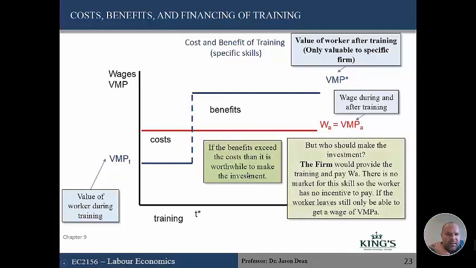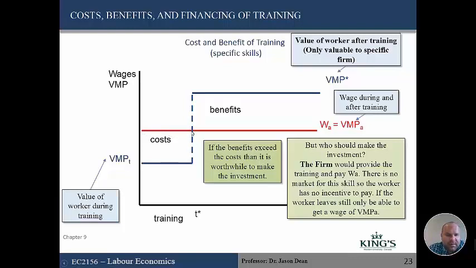And who would make the investment? So here the firm would provide the training and pay WA. So in this case, it would make sense for the firm to just pay their regular wage, the value of their marginal product without the training. So the worker isn't going to lose any money for the training, right?